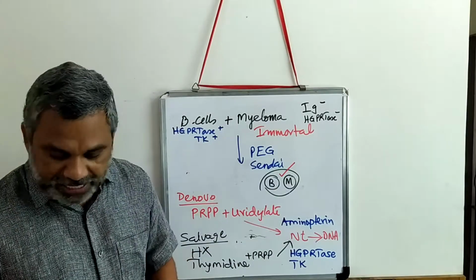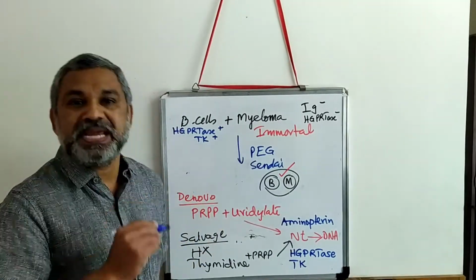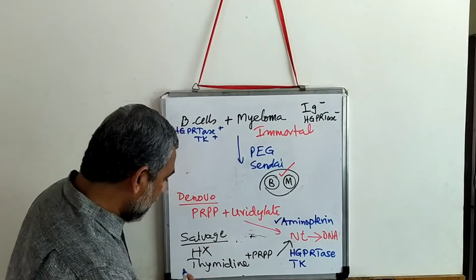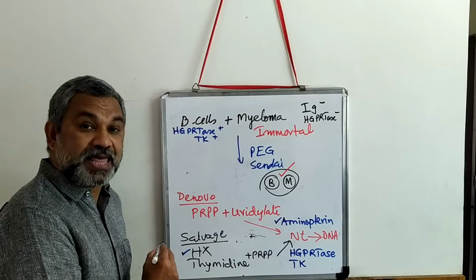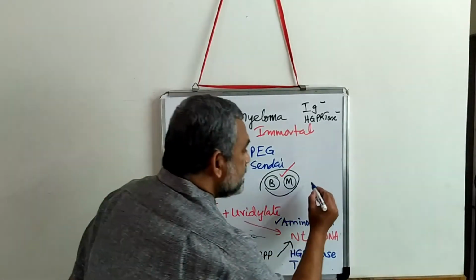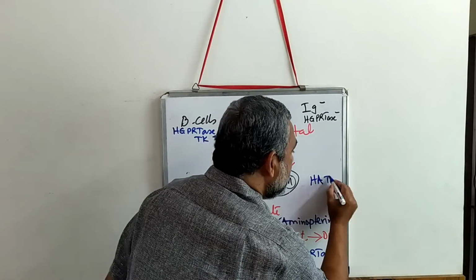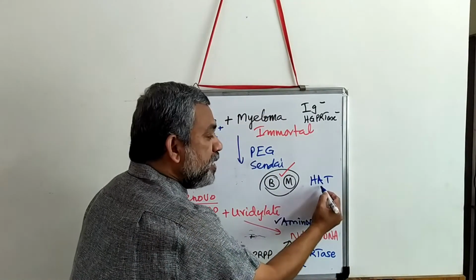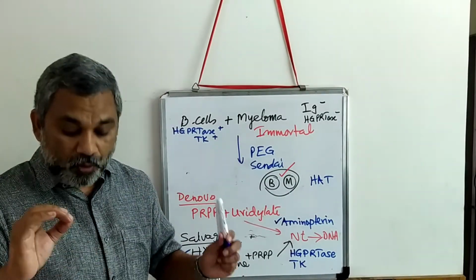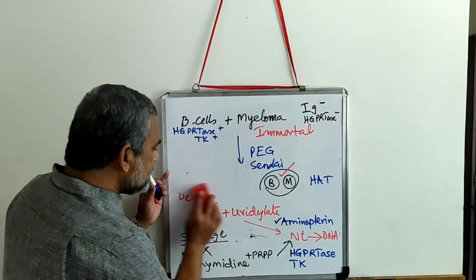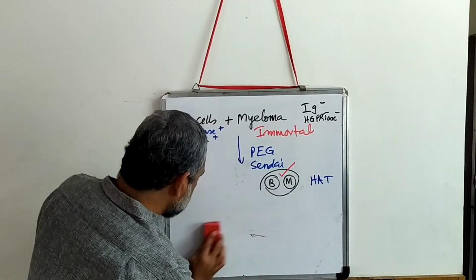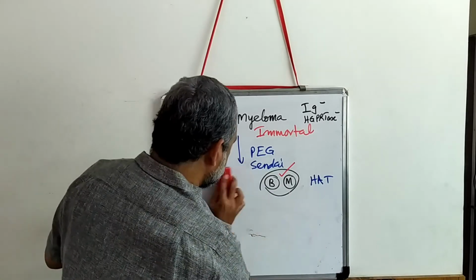In order to do this selection, a medium is prepared, and that medium will have aminopterin, hypoxanthine, and thymidine as substrates. That is known as HAT medium: hypoxanthine, aminopterin, and thymidine medium. It is called HAT medium or the HAT selection. Let us see how we proceed with that selection.